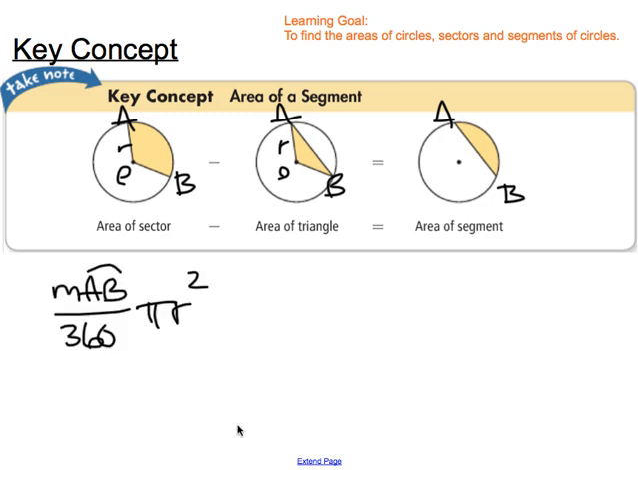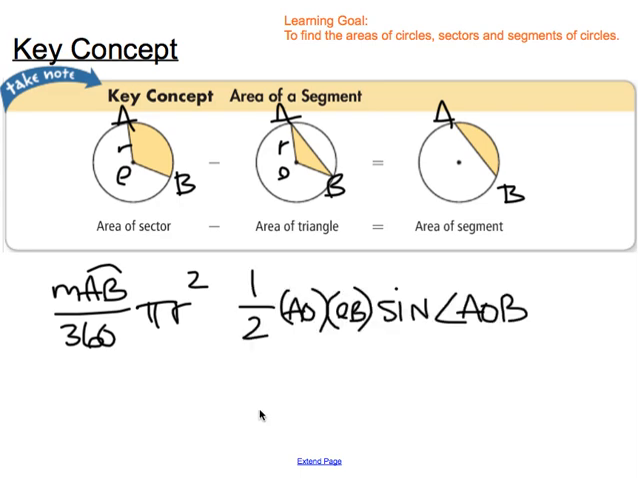Here we have the formula for the area of the sector of the circle. So we have the measure of arc AB divided by 360 times the area of the complete circle. Here we have the formula for the area of the triangle, which is 1/2 segment AO's length times segment OB's length times the sine of angle AOB. So this is the area of the triangle, 1/2 bc sine of A. Since both radii are the same, we typically write this as R squared.